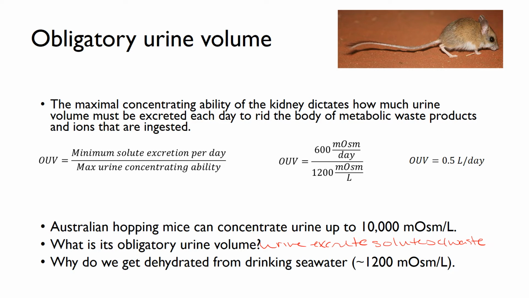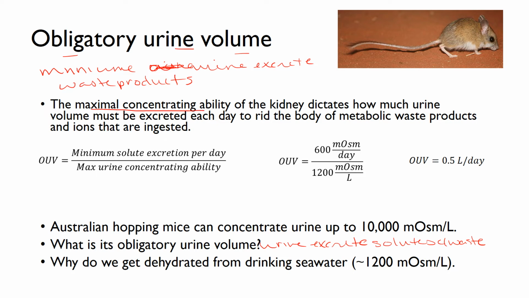Okay, so we have this concept called obligatory urine volume. So that's the minimum amount of urine that it takes to account for and excrete all of those waste products. And the minimum amount of urine is directly correlated with how much you're able to concentrate your urine.